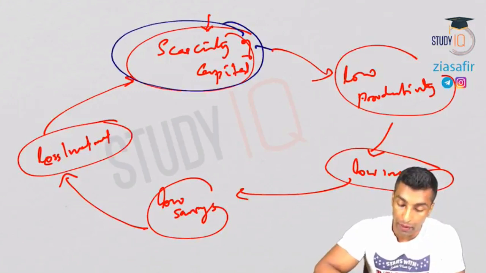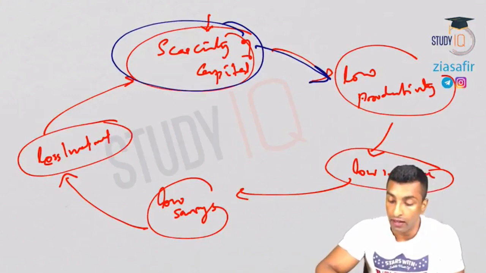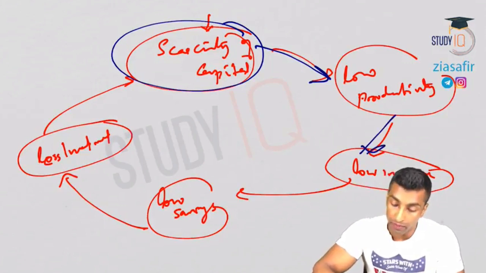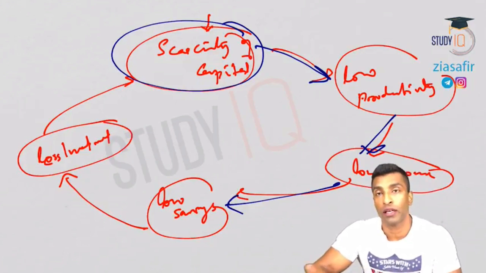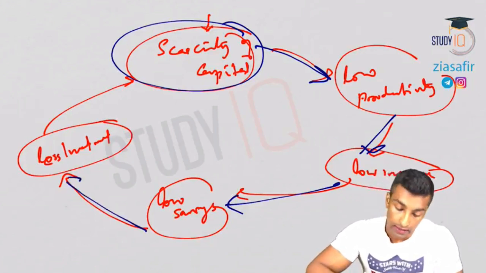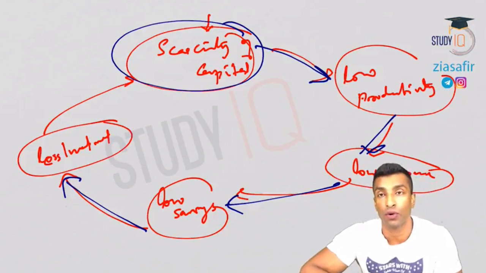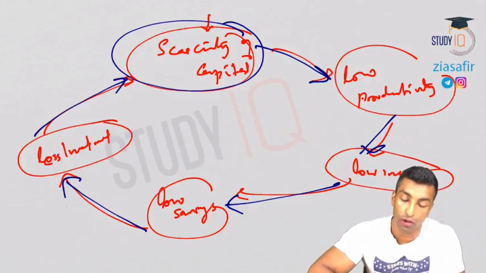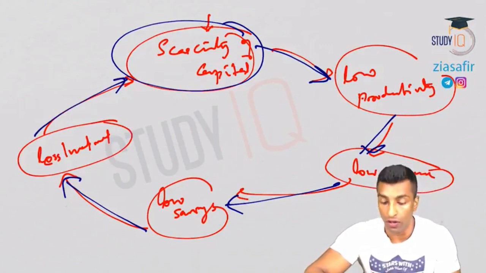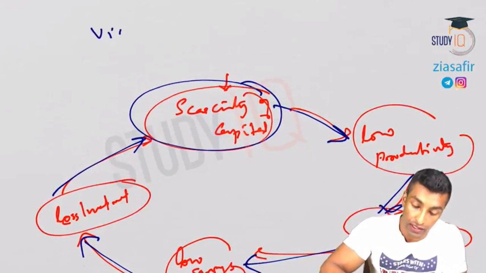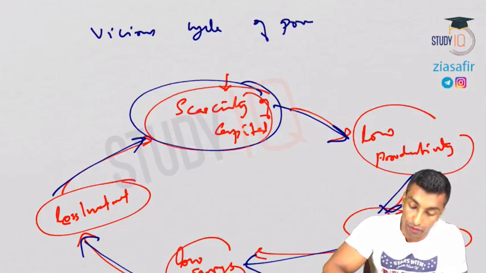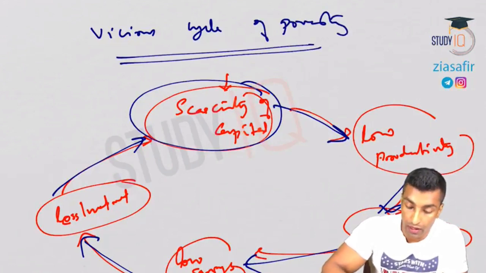So scarcity of capital, so low productivity means low income. All these are because of low capital. Then low income means obviously you don't have savings. Okay, no savings, no investment is the reason for no capital. No investment, no capital, low productivity, no income, that lead to again no savings. So this is actually the vicious cycle of poverty. Okay, vicious cycle of poverty.